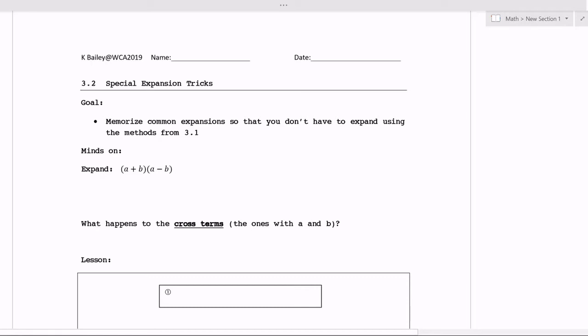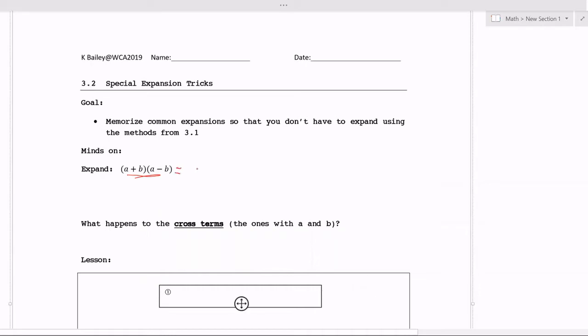Last topic, 3.1, we learned how to expand something like this: A plus B multiplied by A minus B. In other words, some expression multiplied by another expression. We learned it three different ways. There was FOIL, there was long multiplication, and there was by grouping. I am going to use FOIL to expand this one.